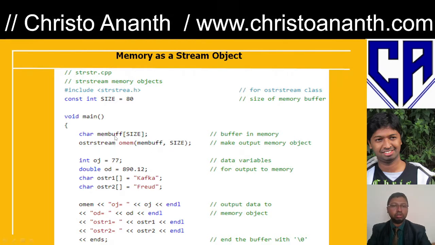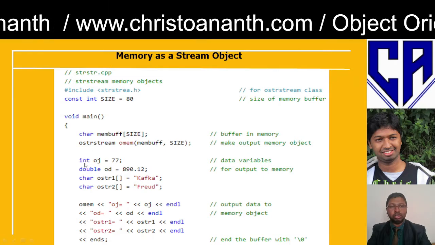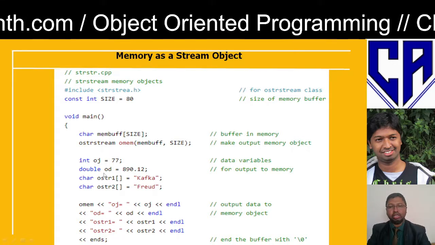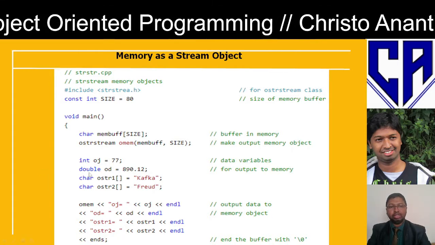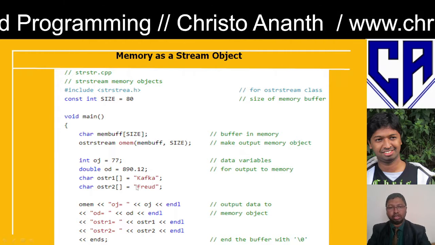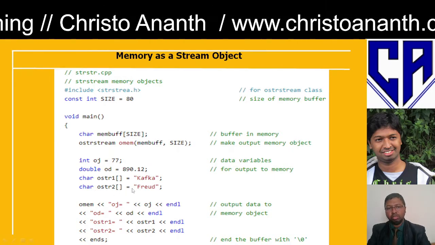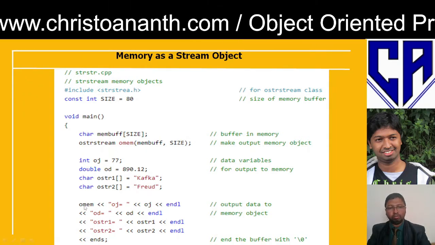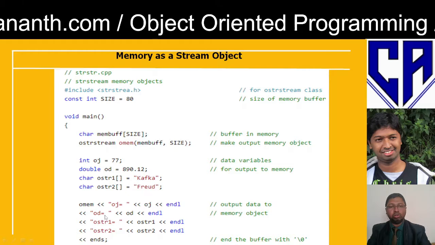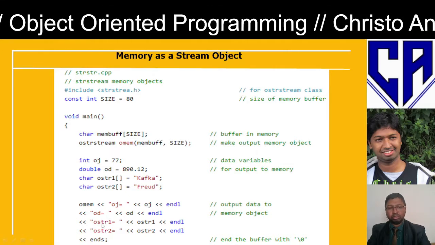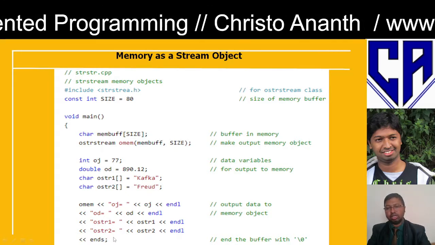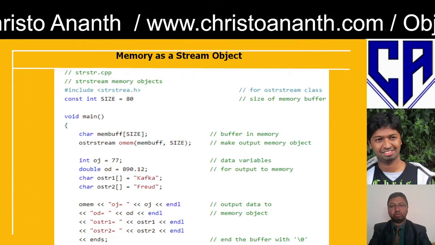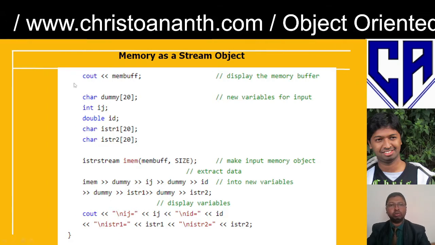So that is how it goes. And you initialize the variables: int oj equal to 77, double od equal to 890.12, and then char ostream1, that is Kafka, and char ostream2, that is fruit. Then you output the data to the memory object: o_mem, oj, od, ostream1, ostream2, and then ends. So it's going to end the buffer with the null character \0. Then it's going to display this memory buffer.